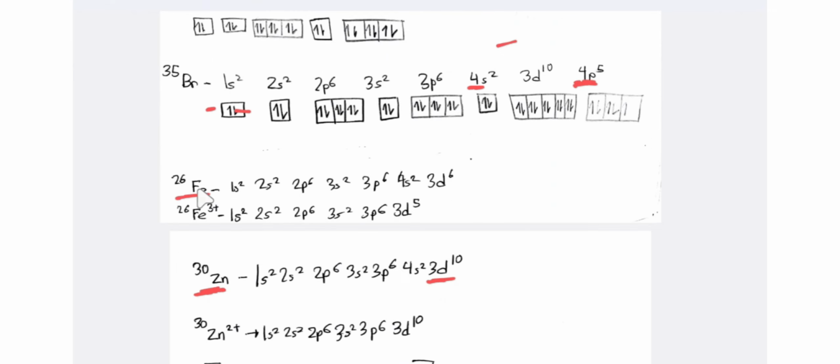So iron has a valence electron in the 3d6 subshell, and the configuration is 1s2, 2s2, 2p6, 3s2, 3p6, 4s2, 3d6, until we reach 26, the number of electrons. Now for the iron 3 plus ion, we will discuss the ions later.